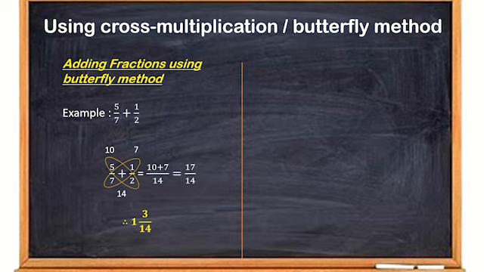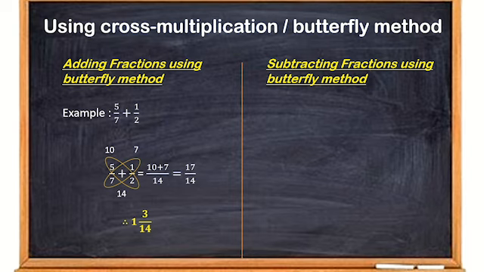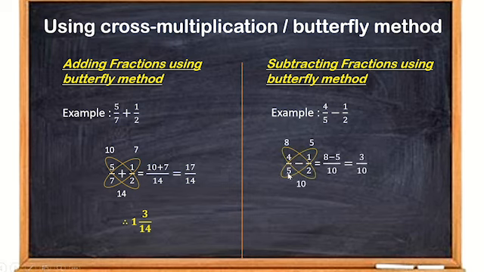In the second example, let's look at subtracting fractions using the butterfly method. For example, 4 over 5 minus 1 over 2. Again, the denominators are different. Multiply the fractions diagonally. 4 and 2, 5 and 1. So 4 times 2 is 8. 5 times 1 is 5. So we are going to subtract.